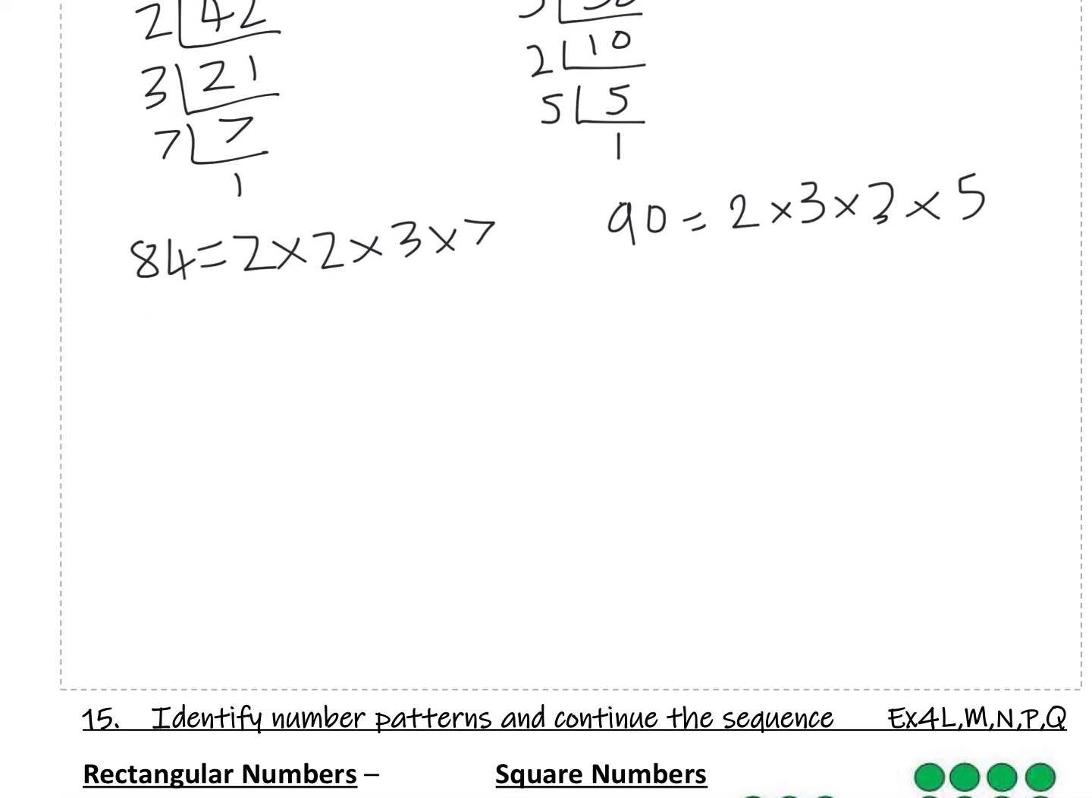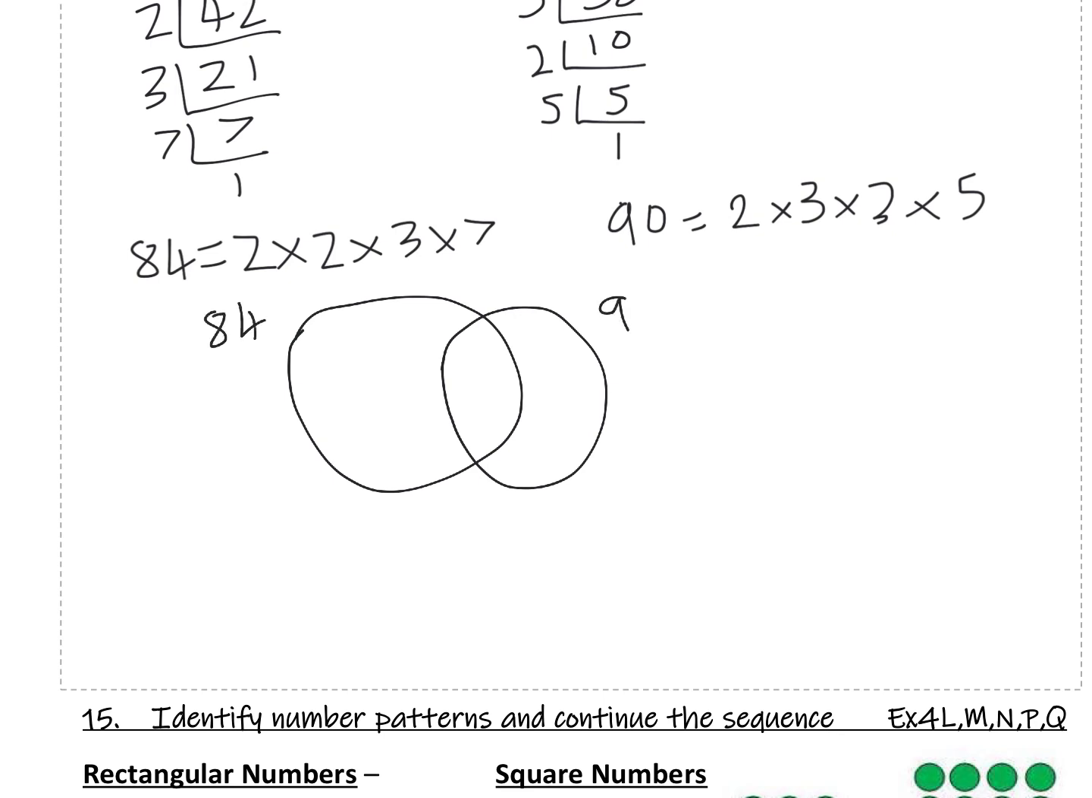We then draw two circles, one to represent 84 and one to represent 90. The circles overlap, and the overlapping part is where we put the common factors. So 2 is in both of them, so it's a common factor. There's another 2 there, but it's not common to 90, so it has to go in the 84 side on its own. There's a 3, which is common to both, so it'll go in the middle.